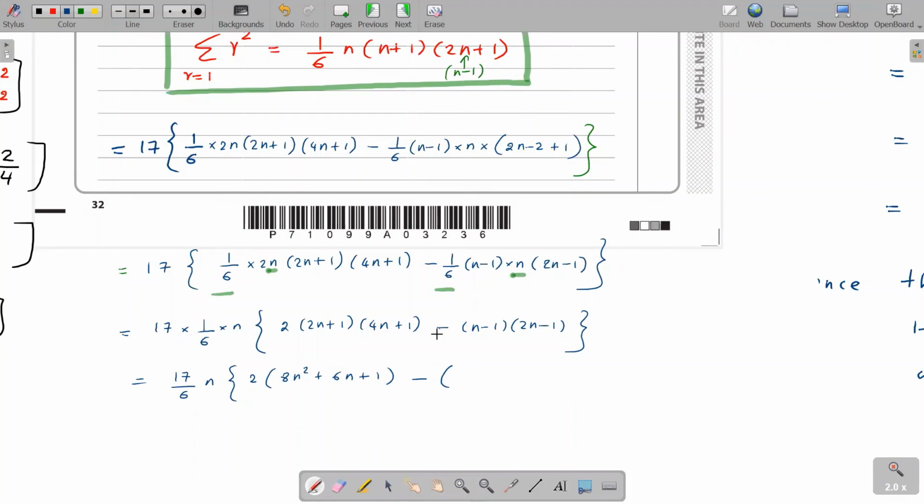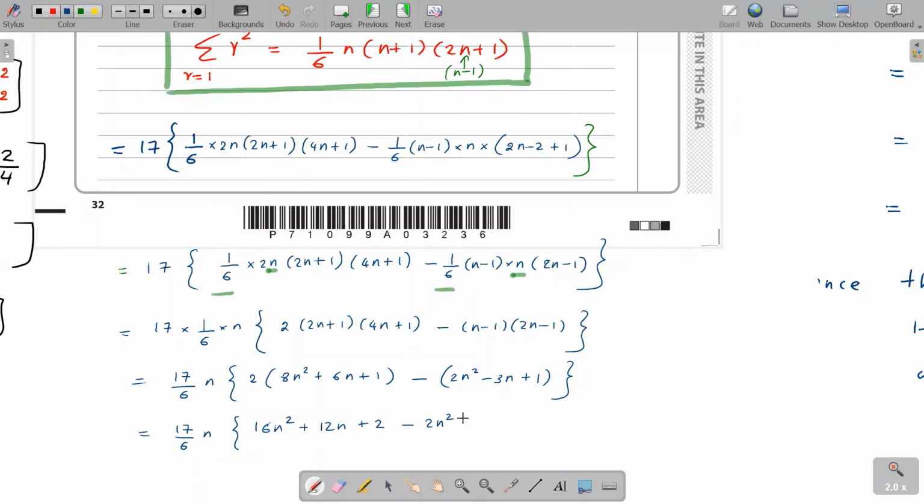Okay. So n into 2n is 2n square. Minus n minus 2n is minus 3n plus 1. So then simplify 17 over 6n. And I get here 16n square plus 12n. I'm opening the bracket with 2 plus 2. And here we expand the bracket with the negative sign.